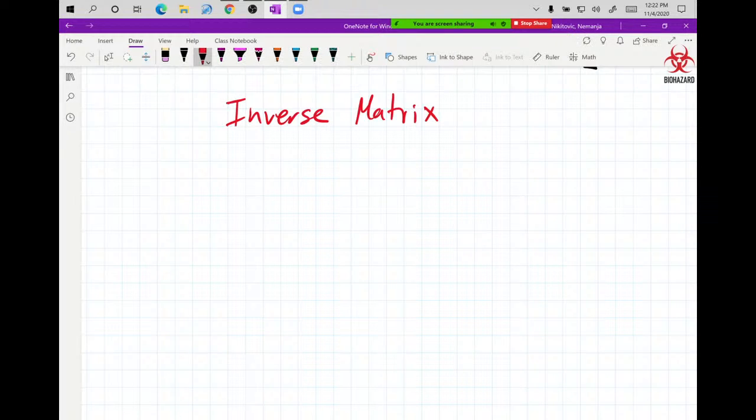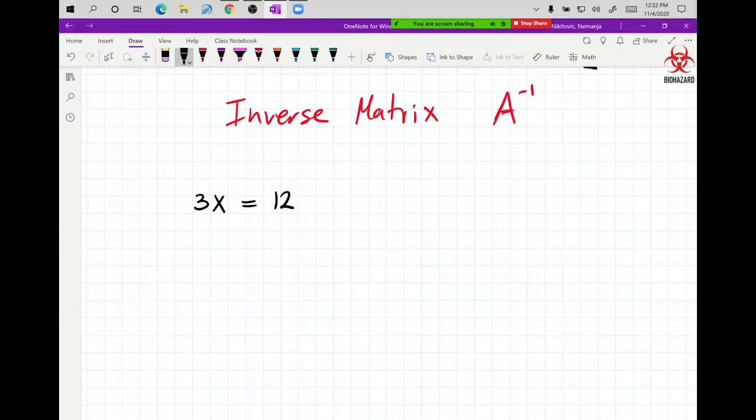Now, why is the inverse matrix so important? What is it used for? How do we get it? All of these things. Well, first of all, we are going to understand that matrix multiplication is not commutative, and we still want to solve problems the same way we did in algebra. So let me give you an example of an algebra solution to a problem.